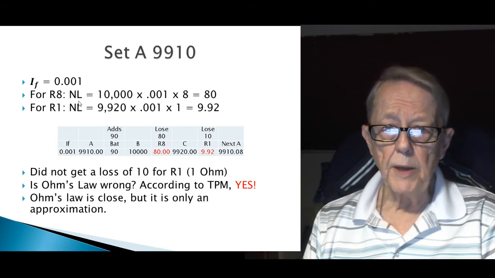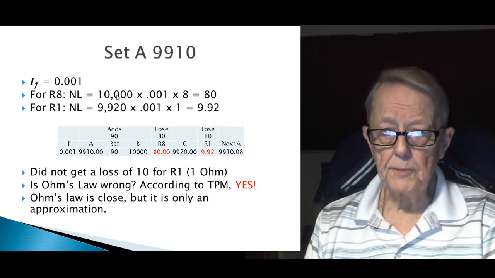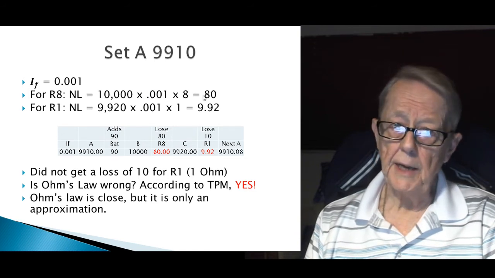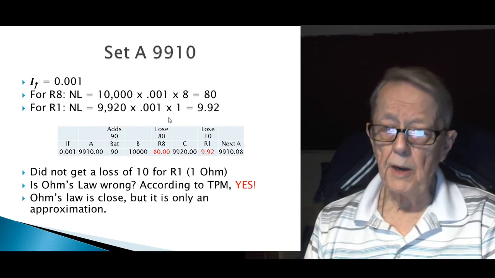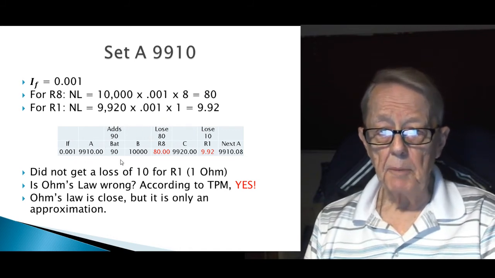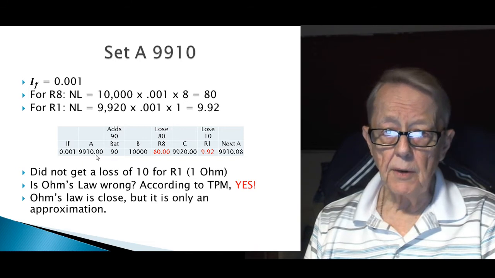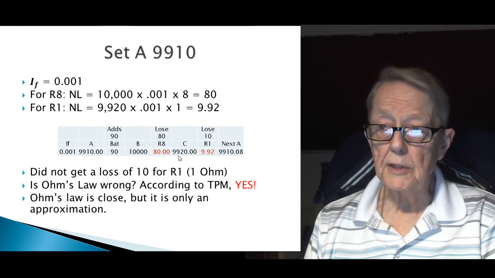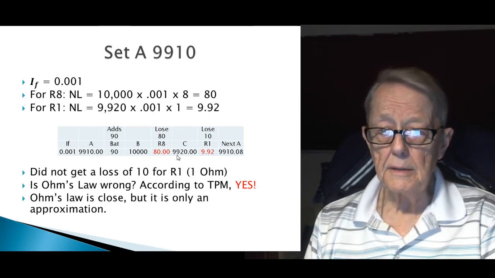And so when you do that, you get 10,000 at B. So there's 10,000 entering the resistor, and you multiply 10,000 times 0.01 times 8, you get 80. Right on target. Of course, I picked the number. I picked 0.001, and I picked 9910, and I get precisely 80. And it's going to take a number of cycles for the circuit to get there, but it'll get there.